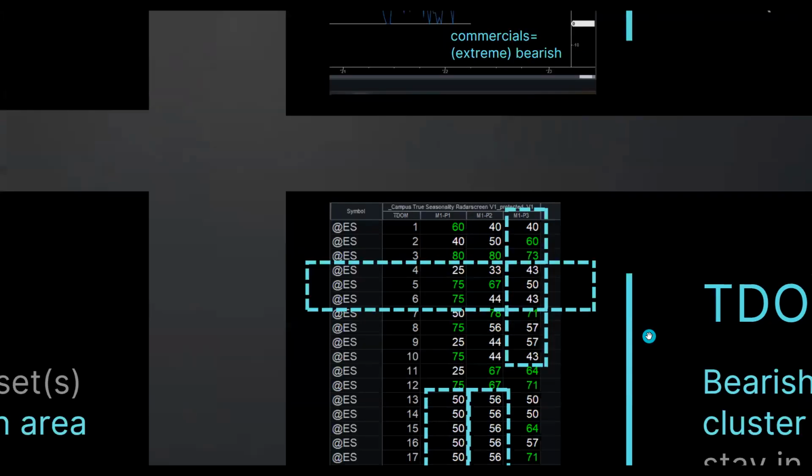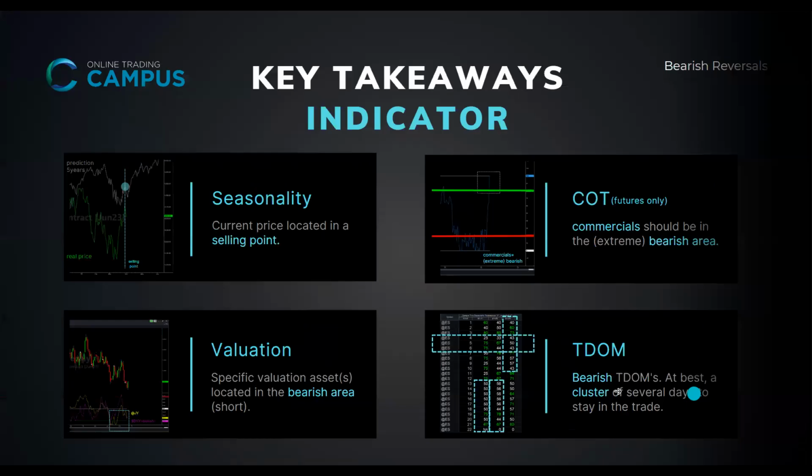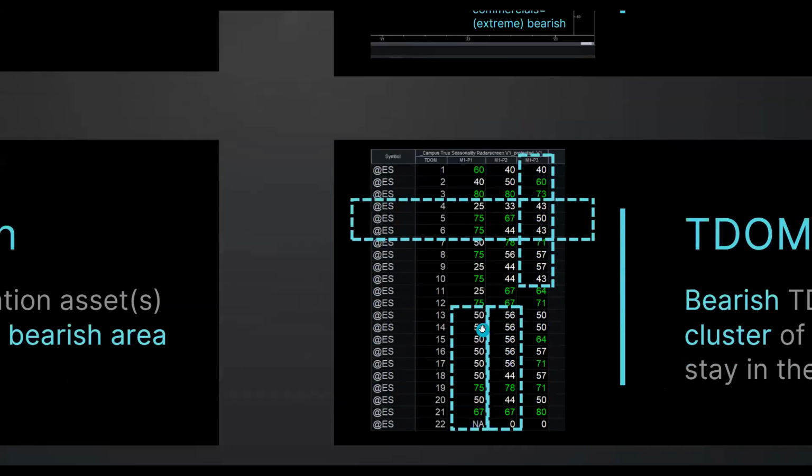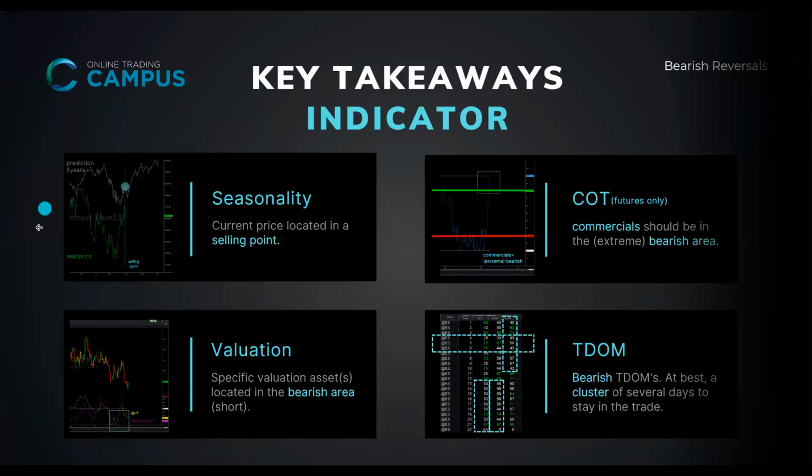The best of the best would be that we have bearish trading days, completely gray like this one here, like 50% or less. This would be nice. This would be the best, or here, right? This cluster and this cluster. We need bearish days.